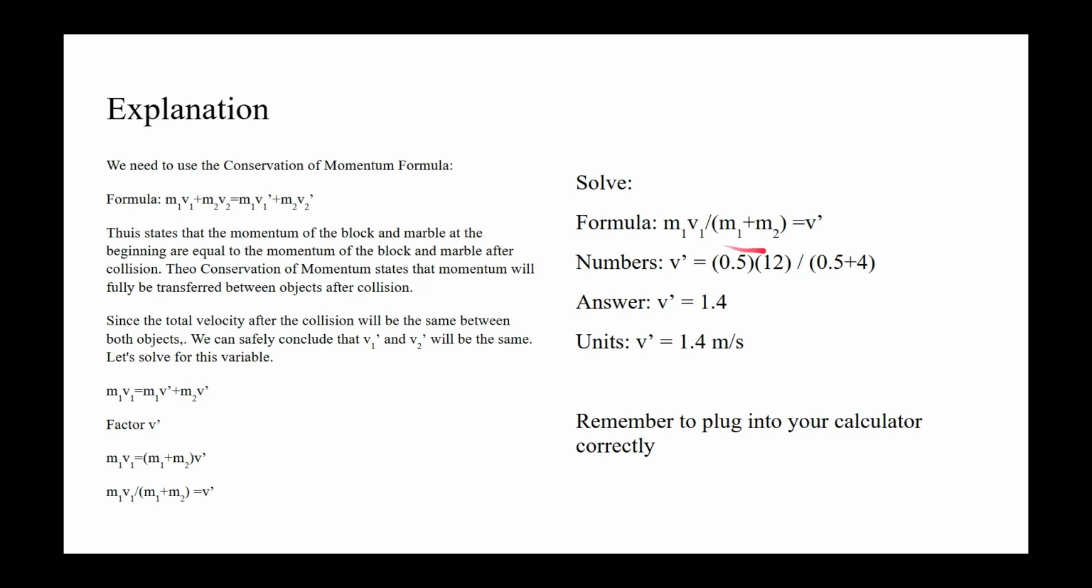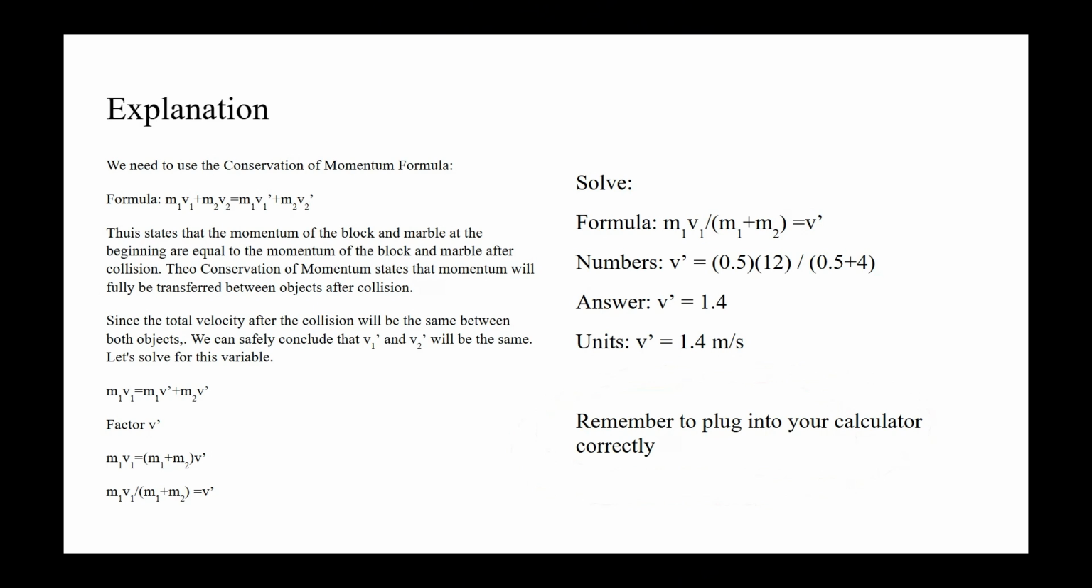So we plug in our numbers. Remember that the mass is 0.5 plus 4 over here, and you answer 1.4. Remember your units for velocity is meters per second, and make sure you know how to use your calculator correctly. It's worse when you know how to do all the algebra, you have the correct formula, and you just plug in the numbers into your calculator incorrectly.